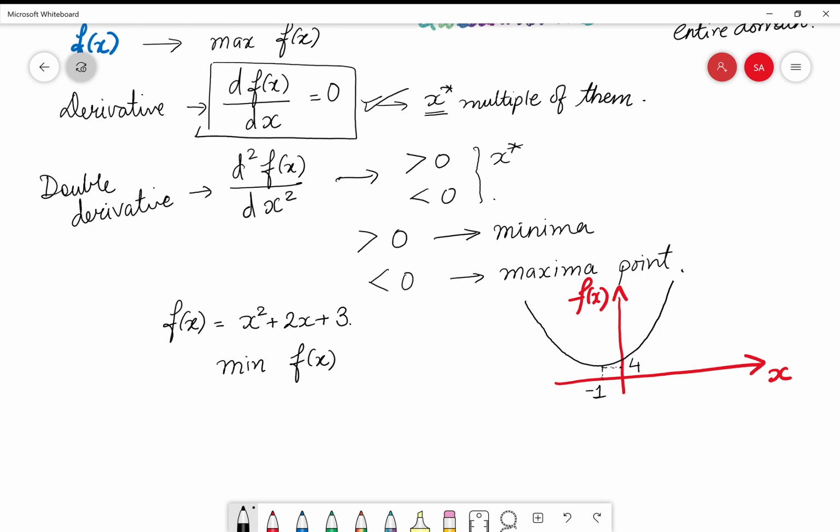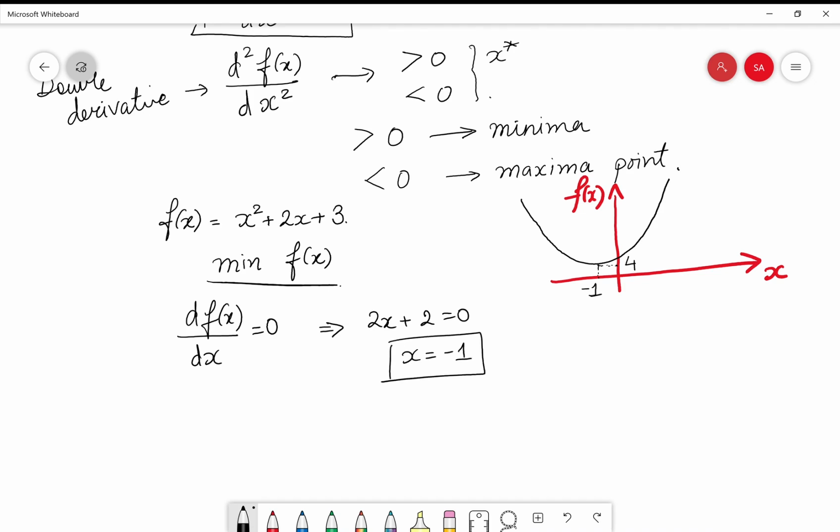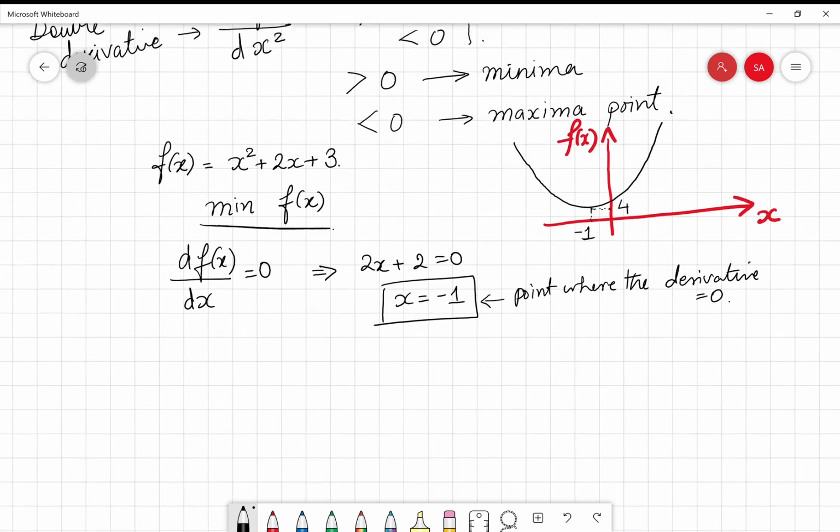Now how do you figure out this minimum value? You take the derivative of f of x with respect to x and equate it to 0. So this implies you get 2x plus 2 is equal to 0. x turns out to be -1. So this is the point where the derivative is equal to 0. Now I have to verify whether this point is a maxima or a minima point.